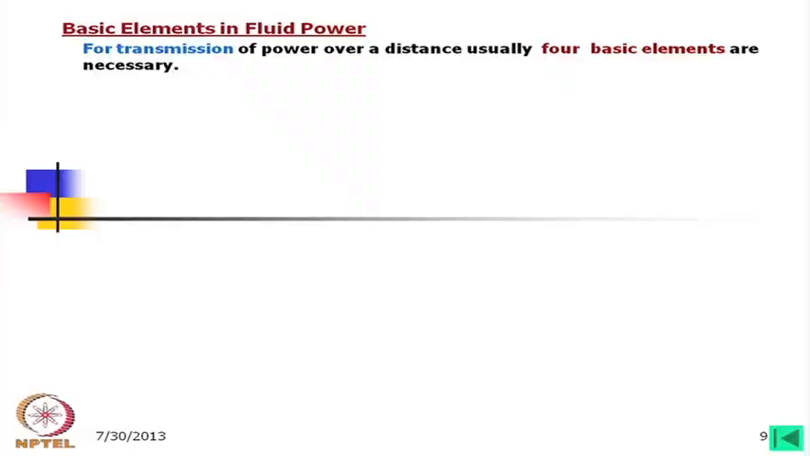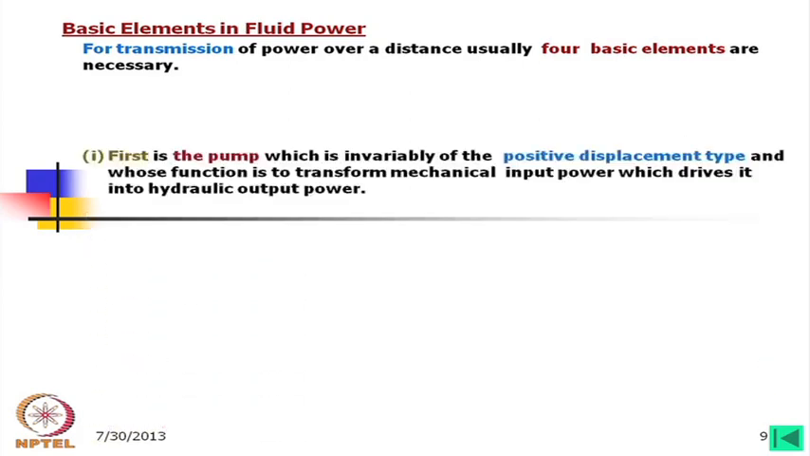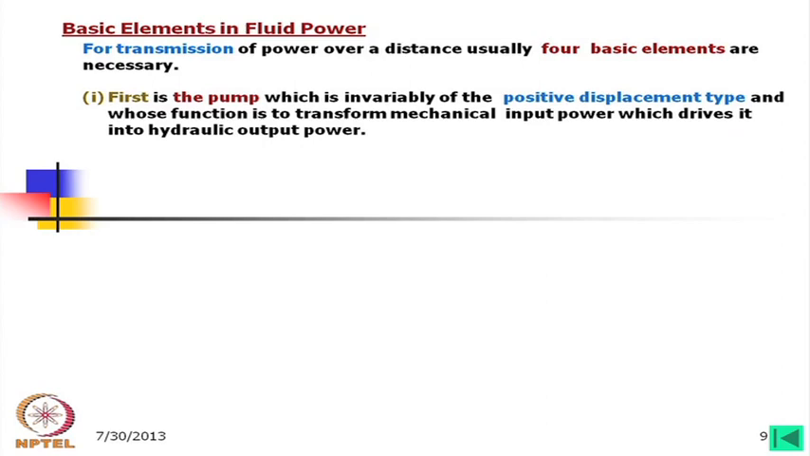Now, basic elements in fluid power. Already we have seen for transmission of power over a distance, usually 4 basic elements are necessary. First is the pump, which is invariably of the positive displacement type and whose function is to transform mechanical input power which drives it into hydraulic output power.